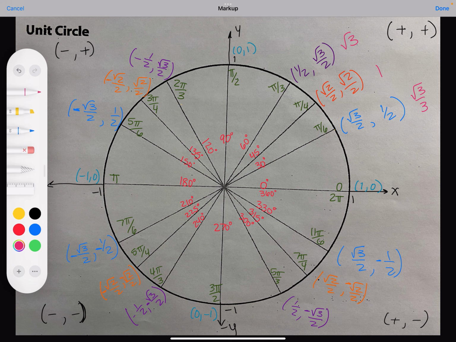I love this color. Bless you. Bless you. Because I'm high. Bless you.